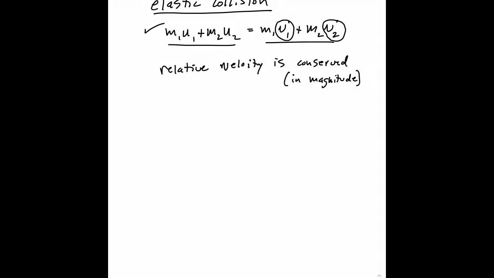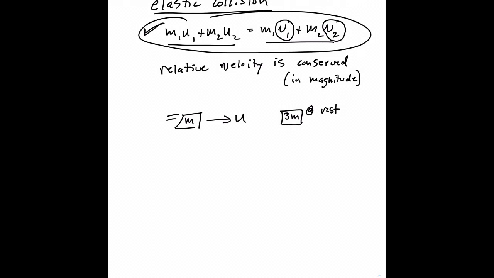A special case of this occurs when you have one block moving to the right with a speed, we'll just call it u, and then it collides with the second block that's initially at rest. And furthermore, if the first block has a mass of m and the second block is 3 times as massive, then you get a fairly interesting result. So let's apply the equation for conservation of momentum to this problem best we can. We have m times u plus 0 is equal to m times v1 plus 3m times v2.